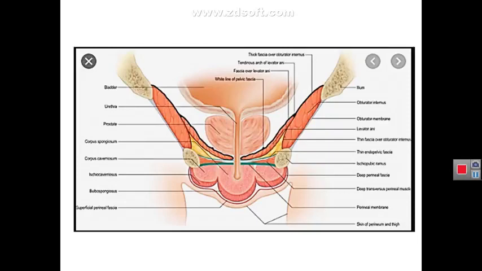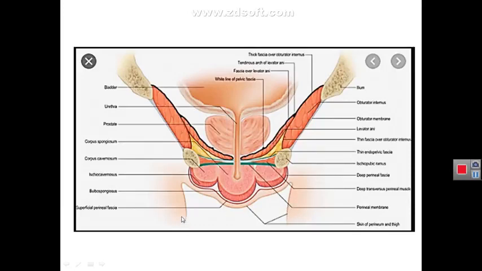This figure shows a coronal section into the pelvis. You know, this is a thigh. This line represents the thigh, and this is also the thigh. This is the skin, of course, of the thigh. And this is a coronal section. The coronal section, you know, divides the body into anterior and posterior halves.